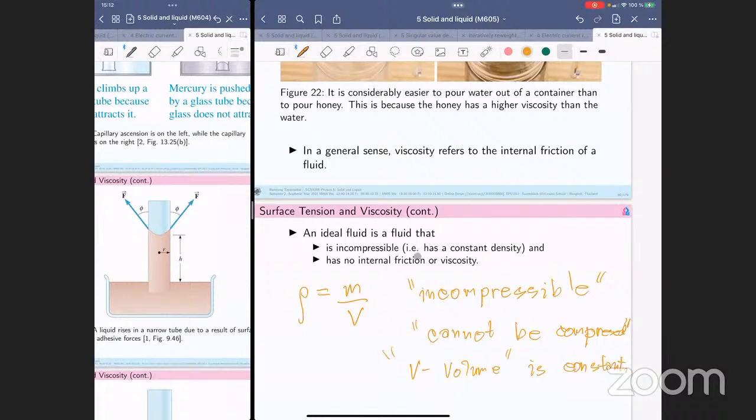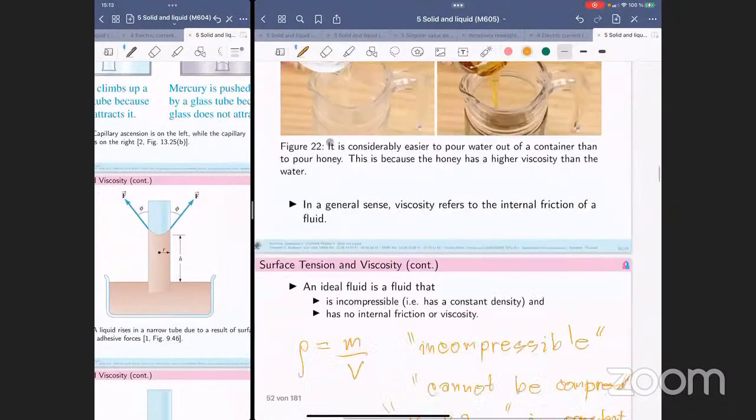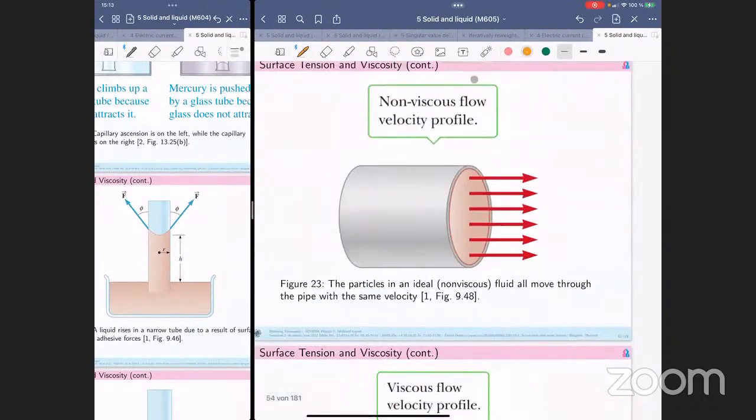And it has no internal friction or viscosity. Okay, an ideal fluid has no density change and has no viscosity, but that is unrealistic. You can see, for example, honey has viscosity, right? Water also has viscosity. And one more thing for the ideal fluid, it just flows without any internal friction at all.